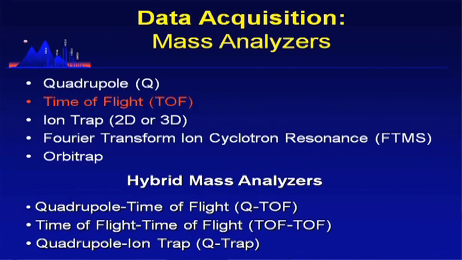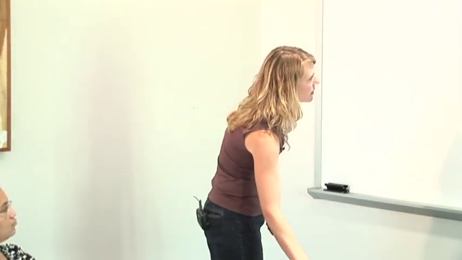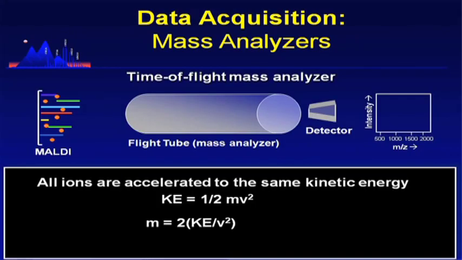So we're going to start by talking about time of flight. And then I'm going to also talk about quadrupoles, ion traps, and quadrupole time of flights. And these are the types of instruments that you're going to get hands-on experience with in the course of this class. Okay, so I like to start with time of flight because I think it's the easiest to understand.